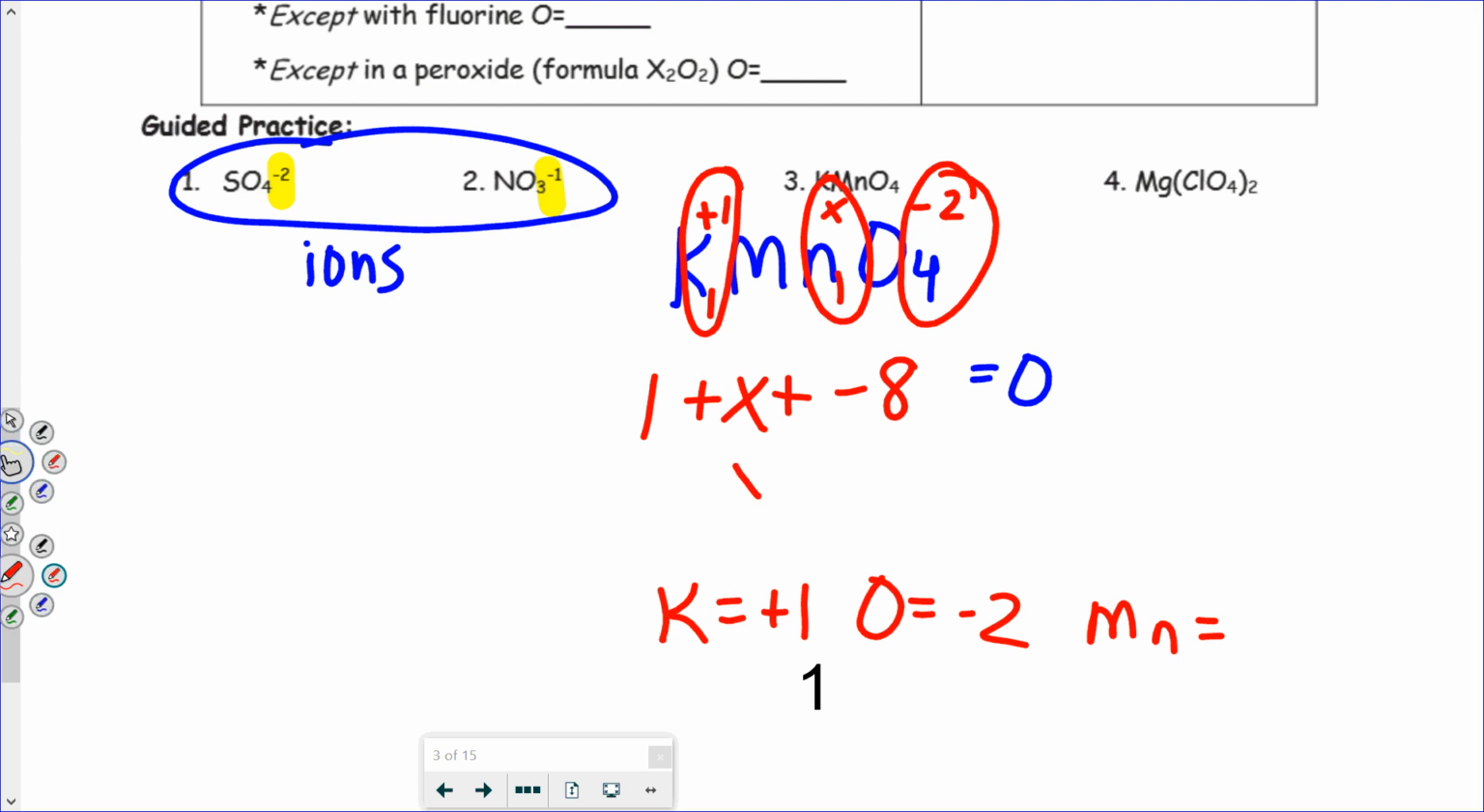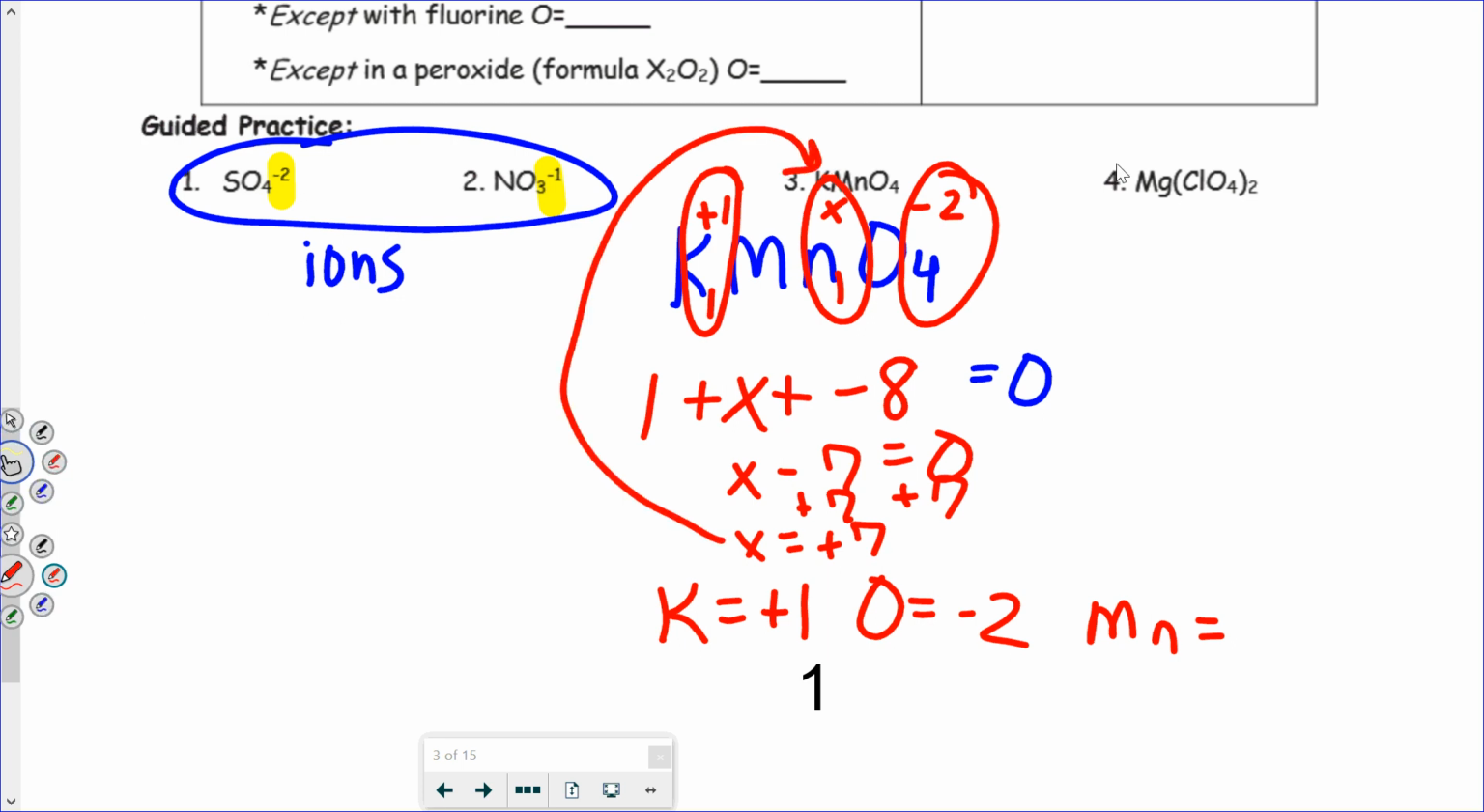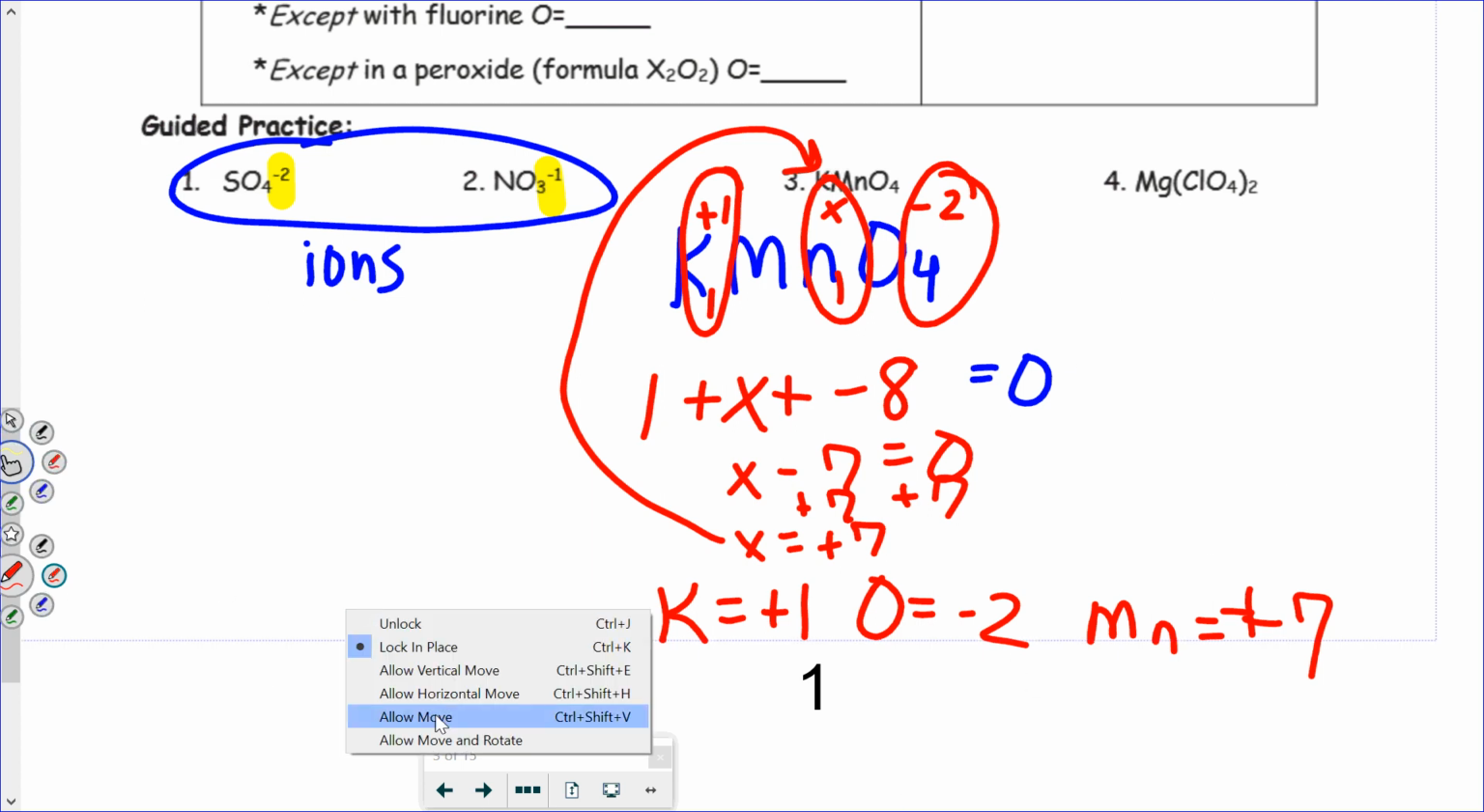-8 plus 1, that is going to be -7. So X minus 7 equals 0. To solve for X, I add to each side, and I get +7. So that means the charge of X is +7. So manganese's charge is +7. You'll get better at doing these in your head. Like, I'm pretty good at just going, okay, +1, -8, so that's -7. So this has to be +7 to balance out to 0. You'll get better at doing them in your head.